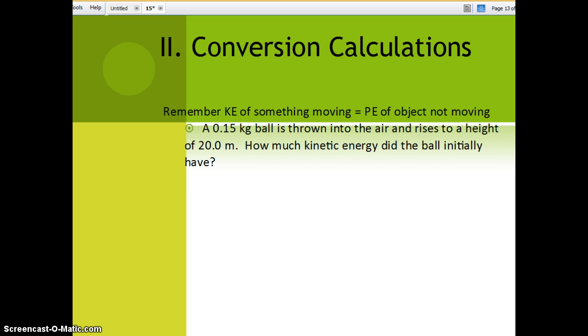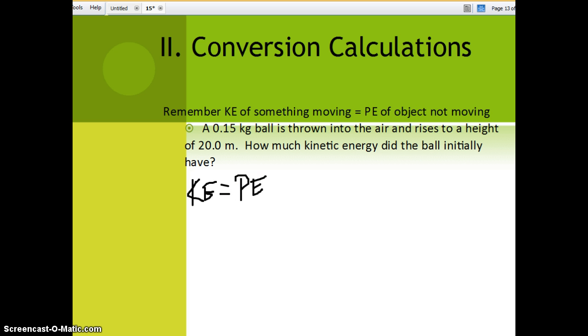So we're going to do this problem. A 0.15 kilogram ball is thrown into the air and it rises to a height of 20 meters. How much kinetic energy did the ball initially have? So remember, the kinetic energy is going to equal the potential energy.